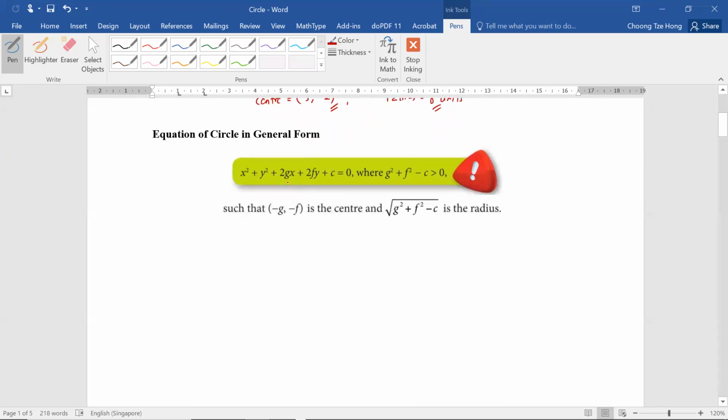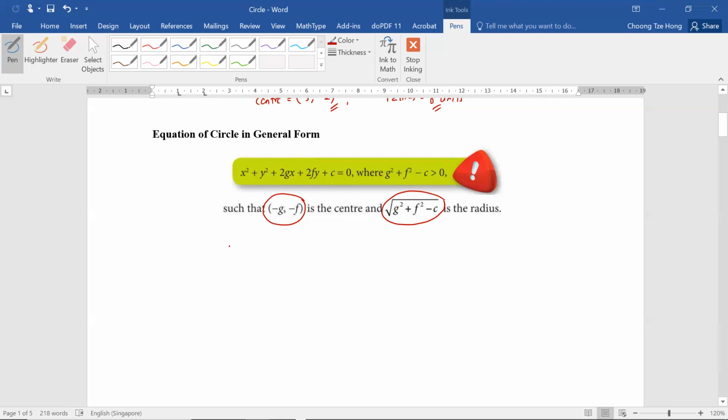Okay, so the equation of a circle can also exist in the general form. In fact, this general form is the more common form that you always see inside the O-level questions. It goes like this: x squared plus y squared plus 2gx plus 2fy plus c is equal to 0, where the center can be found by (-g, -f), and the radius can be found by the square root of g squared plus f squared minus c.